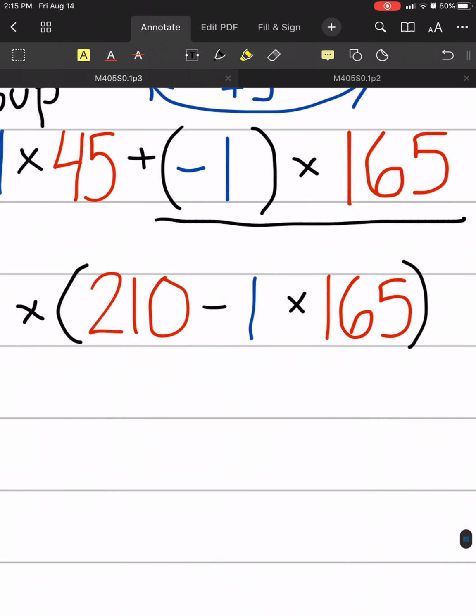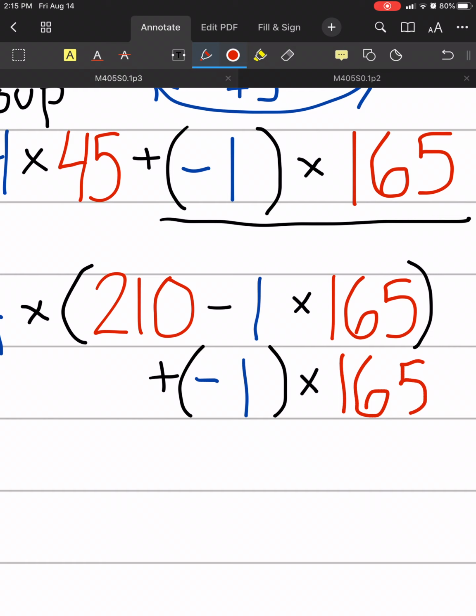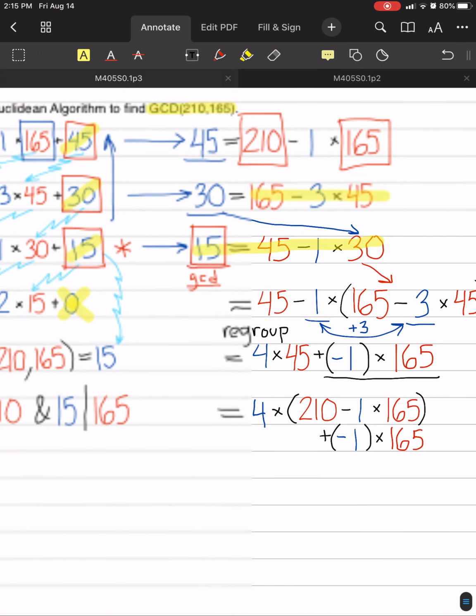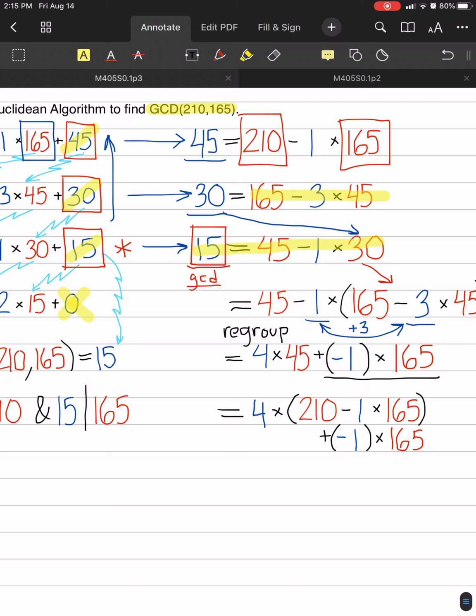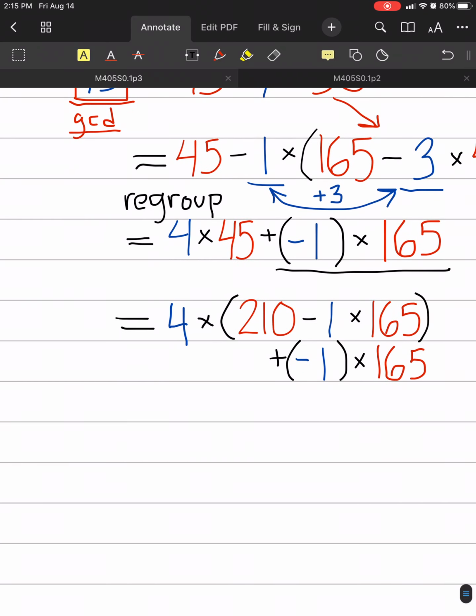So plus minus 1 times 165. Sorry, I had to go a row down. Didn't leave myself enough room, because I'm a doofus. Alright, so here we go. That means that's where we are.